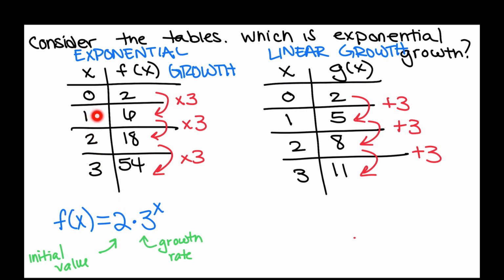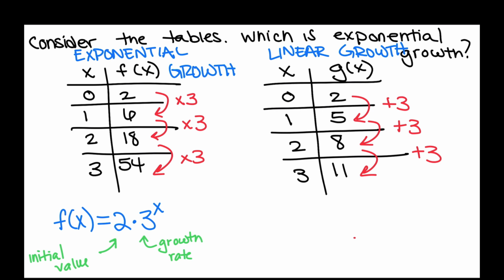We can verify this by plugging numbers in. If you plug 1 in for x, 2 times 3 is 6. If you plug 2 in for x, 2 times 3 squared, 2 times 9, is 18.